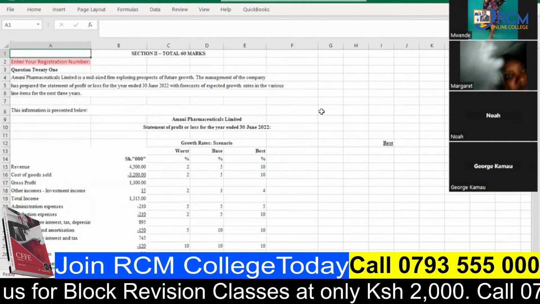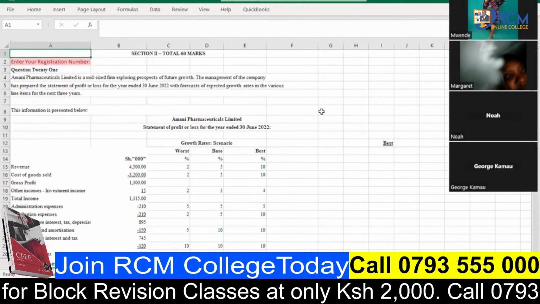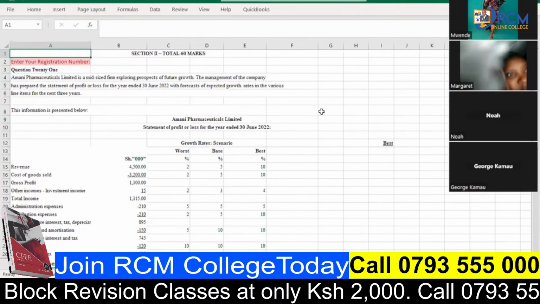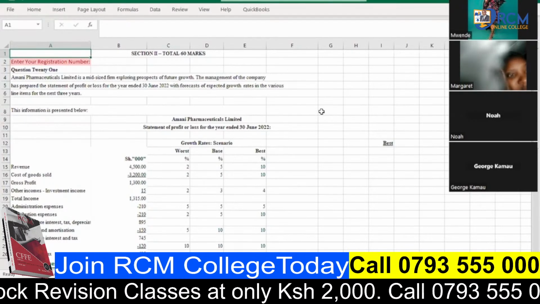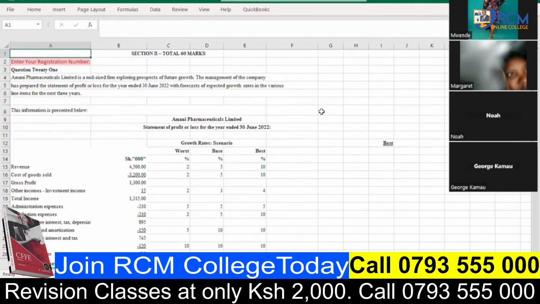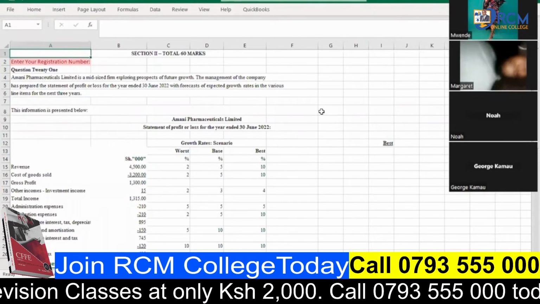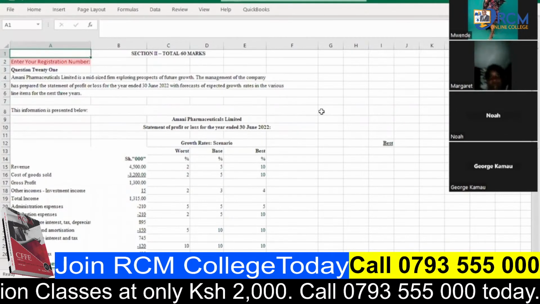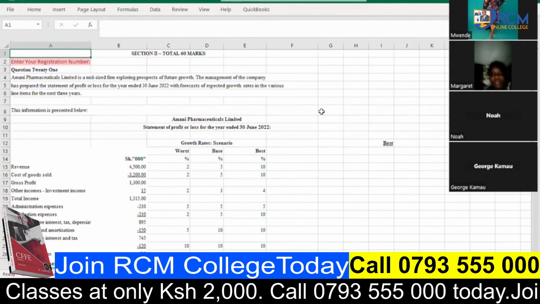Okay, let's now get to question number 8. Which one is not an array function in Microsoft Excel? So we have MMULT, then we have TRANSPOSE, then we have VLOOKUP.